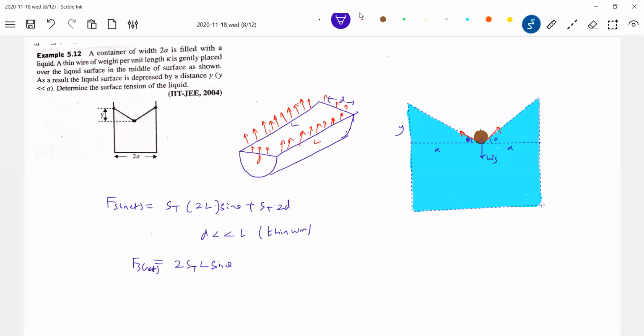After this, theta we don't know. So what is sine theta? Sine theta I can write as y by root of y square plus a square.